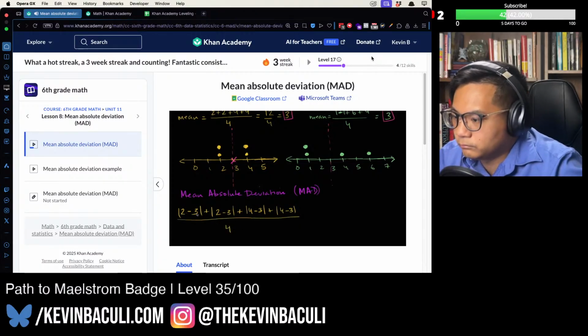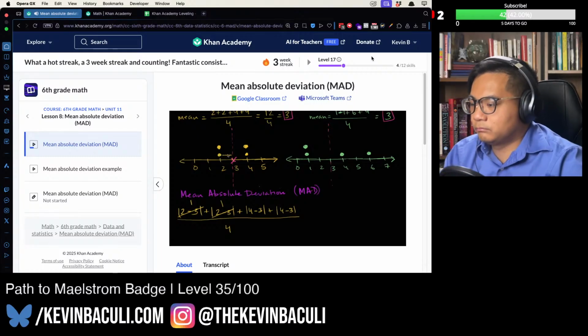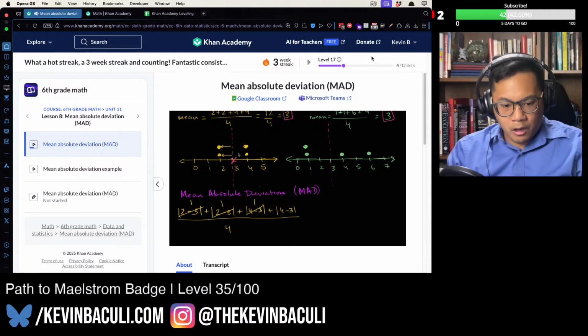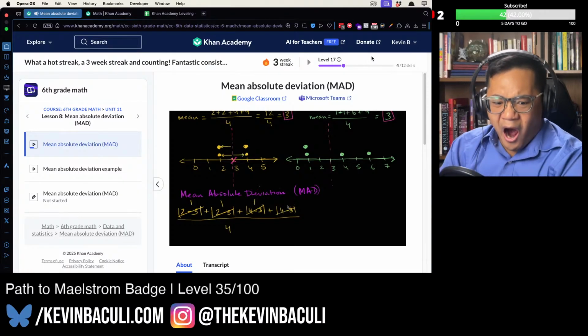So what is this going to be? 2 minus 3 is negative 1, but we take the absolute value, so it's just going to be 1. And you see that here visually. This point is just 1 away from 3. This other point is also just 1 away from 3. 4 minus 3 is 1, the absolute value of that is 1. And this 4 minus 3, absolute value, is another 1.